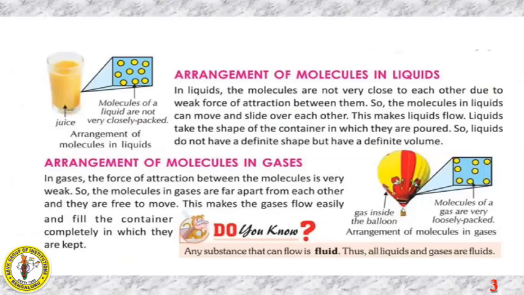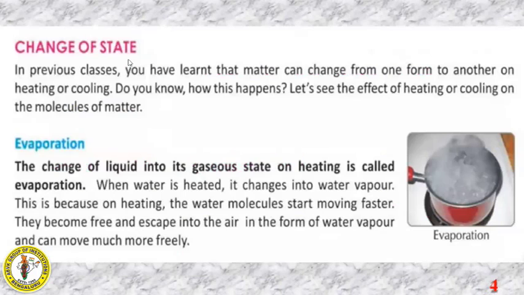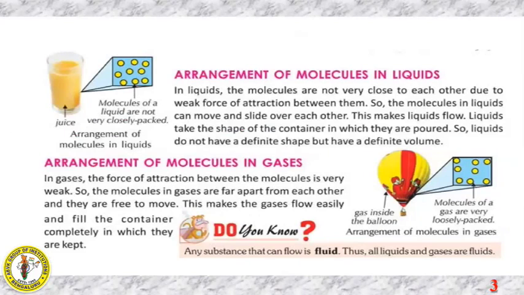In liquids, the molecules are not very close to each other due to weak force of attraction between them. Compare the diagram of solids and liquids. In solids there was no gap between molecule and molecule, but here you can see some gap, correct? In liquids, the force of attraction is weak. So the molecules in liquids can move and slide over each other because there is a gap in between the molecules. They can move freely. This makes liquids flow.